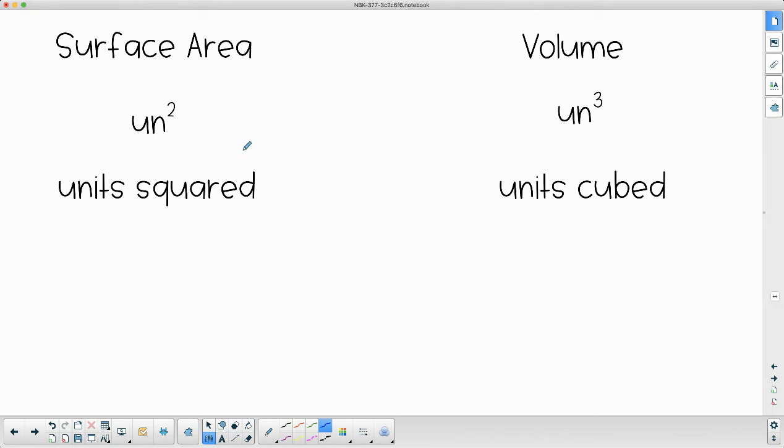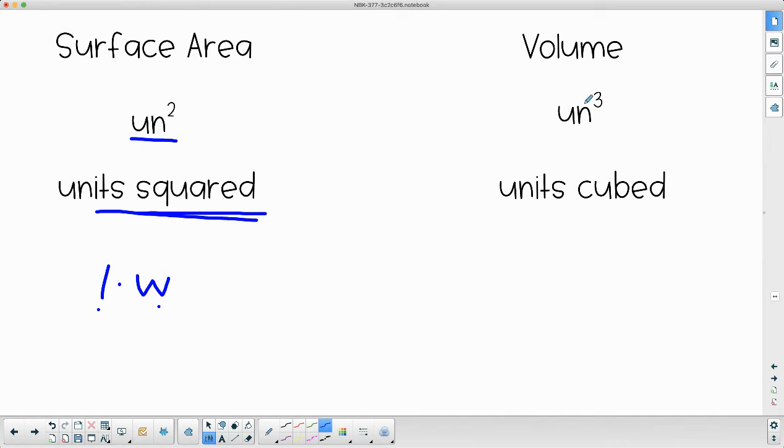So just a reminder, surface area is going to be represented as units squared. We're just taking our length times our width. We're doing that for all of the different surfaces, adding them together. So we only have 2 dimensions. So make sure that you're clicking that squared one.